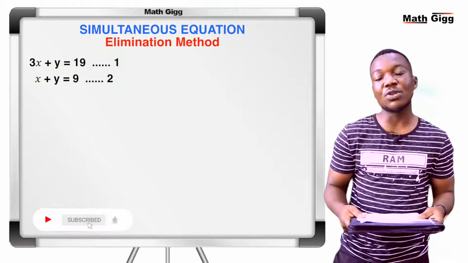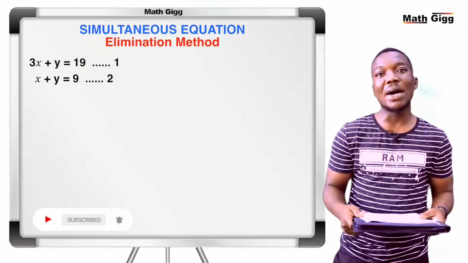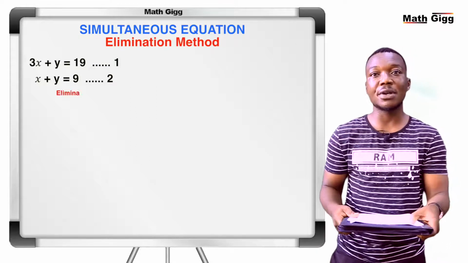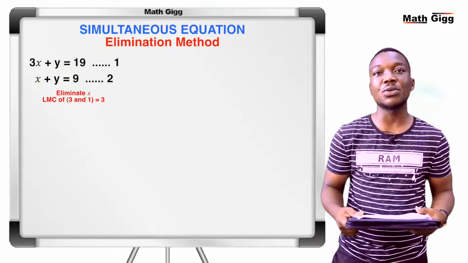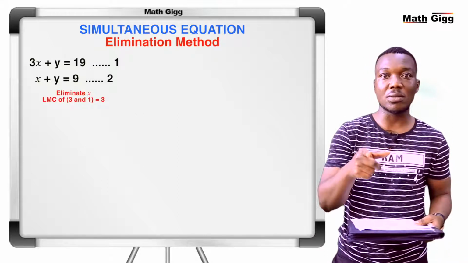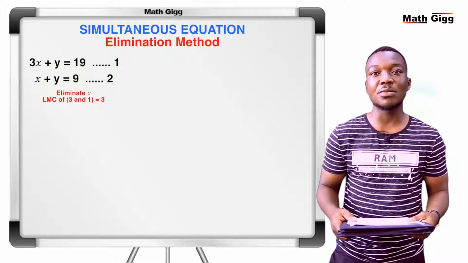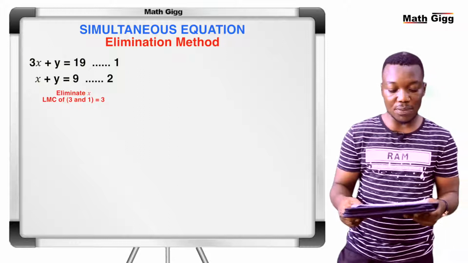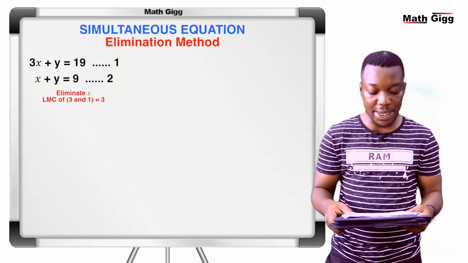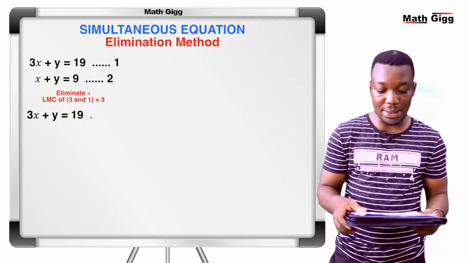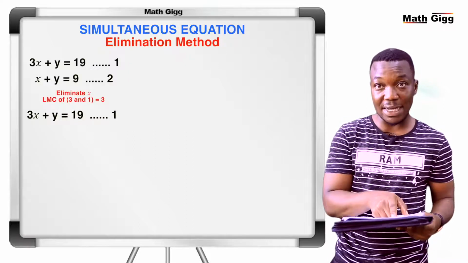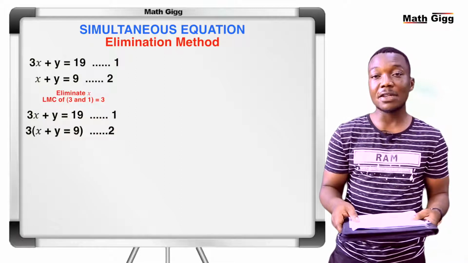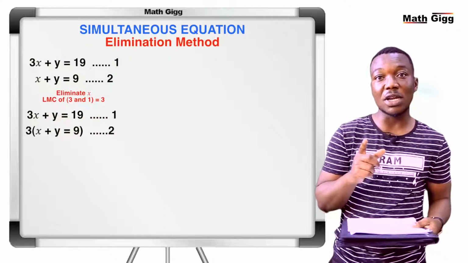The next thing is that we are going to multiply through the two equations by dividing the LCM by the coefficient of the x. For the first equation, we have 3; 3 divided by 3 is 1. It means we are going to multiply equation 1 by 1. For the next one, we have 3 divided by 1, which is 3. It means we are going to multiply equation 2 by 3. If you do that correctly, you are going to have 3x plus y is equal to 19. Then for the second equation, you are going to have 3 times the bracket x plus y is equal to 9. So the first one has been multiplied by 1.